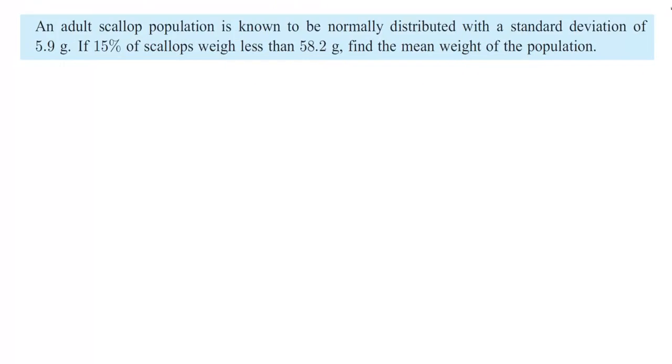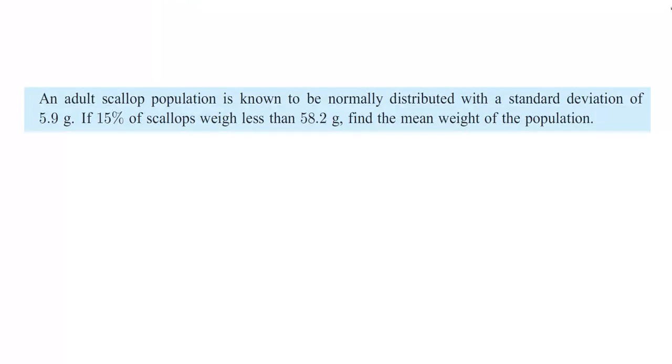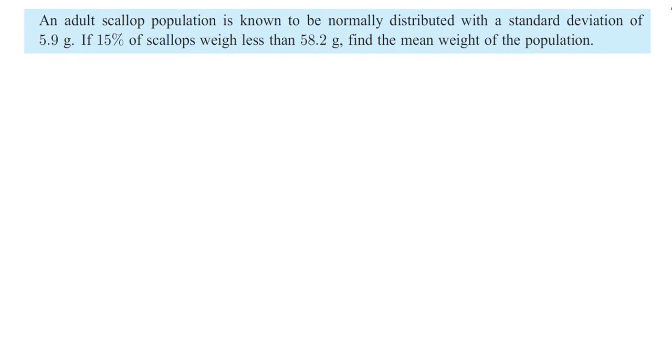We'll do two quick examples and that should be enough for you to do the exercise. So an adult scallop population is known to be normally distributed with a standard deviation of 5.9 grams. If 15% of scallops weigh less than 58.2 grams, find the mean weight of the population.